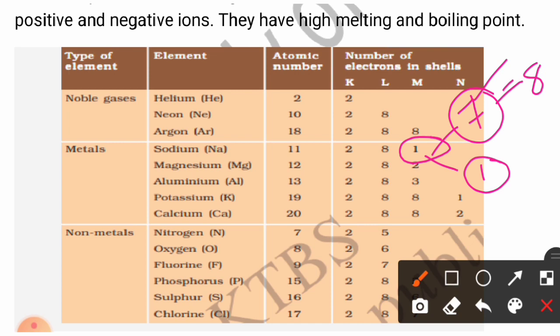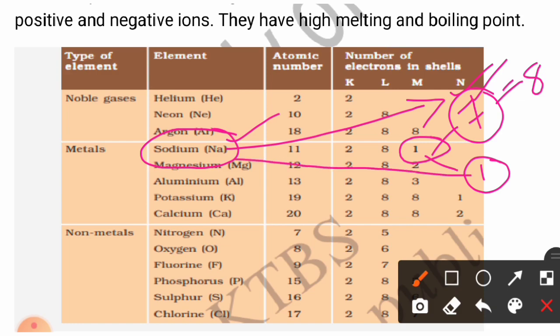But for the nucleus of sodium, to gain 7 electrons is very difficult. Rather, it can lose 1 electron very easily. Instead of gaining 7 electrons, sodium easily loses 1 electron. So here sodium has the tendency to lose an electron, and it becomes stable.